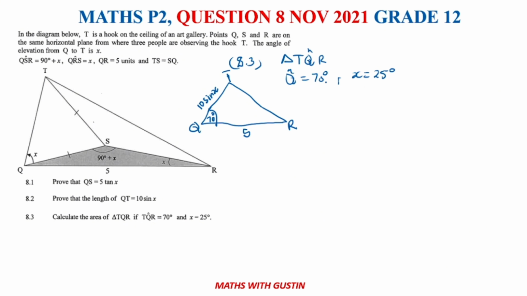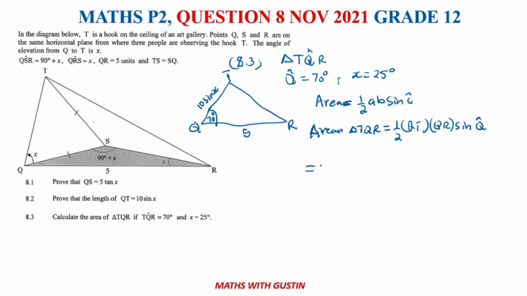Therefore we can use the area formula. The area formula states that you have to say half, one side and the other side, and the sine of the included angle. In this case, the area of this triangle that we're referring to here, triangle TQR, is equal to half, one side and the other side, which is going to be QT and QR, sine the included angle, which is Q.